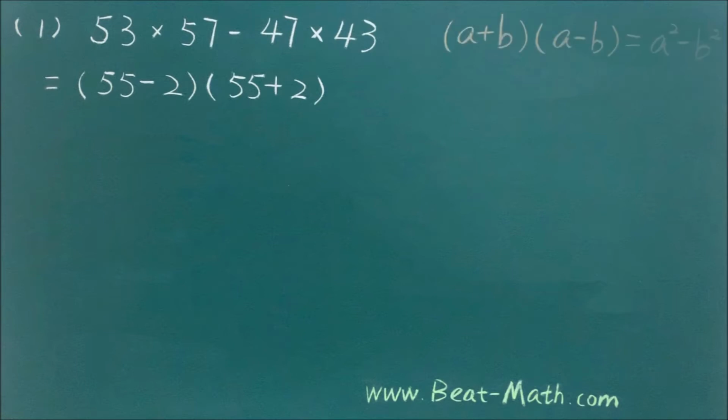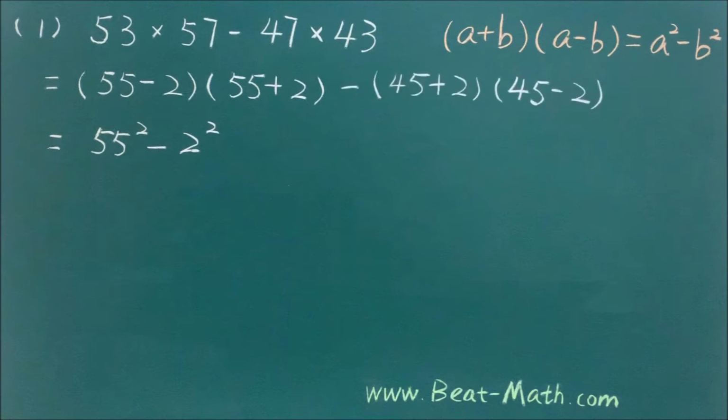We can use the difference of the squares formula to open up the parentheses, therefore turning it into 55 squared minus 2 squared. If you aren't familiar with this formula, check out the link in the description. Using the same method, 47 times 43 can be turned into (45 plus 2) times (45 minus 2), which equals 45 squared minus 2 squared. So the original problem becomes 55 squared minus 2 squared minus (45 squared minus 2 squared).